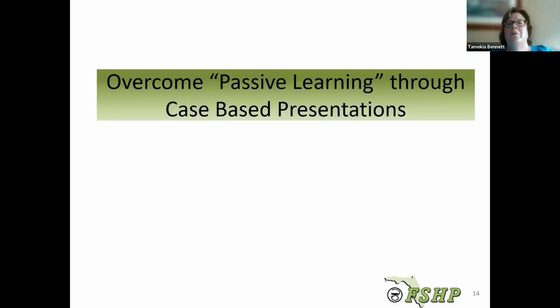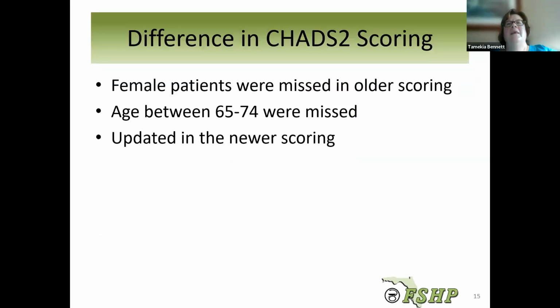So PowerPoint is considered passive learning, and we can actually make it more active learning through case-based presentations. So I'm going to demonstrate now for you as we go from passive to active learning. It's going to be like an eye exam. Do you like the first slide better or the second slide better?